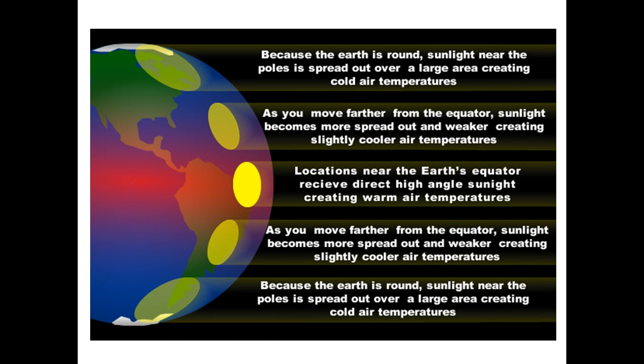If we take a little bit closer look at that, we see that the sun's rays are hitting a nice direct, high angle at the center of the Earth near the equator. So those places are getting lots of sunlight, longer days, and warmer temperatures. The further away from the equator we go, north or south, we're getting those lower angles over a larger area, and we're getting cooler air temperatures.